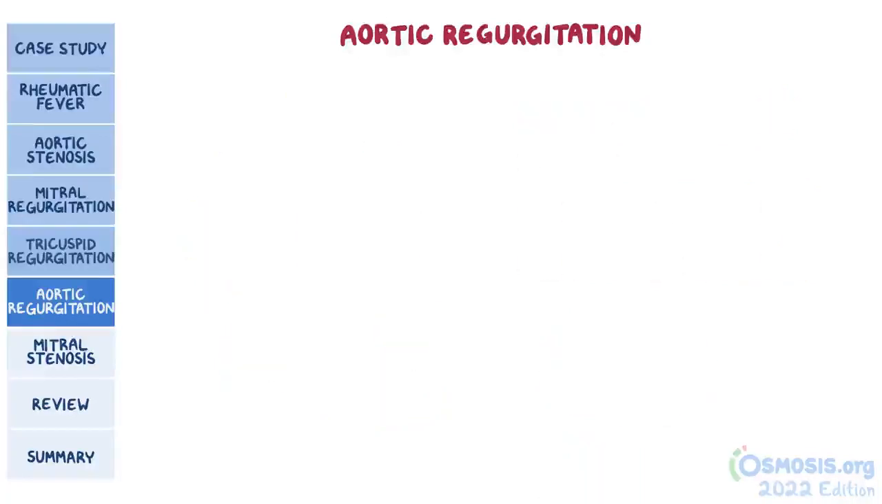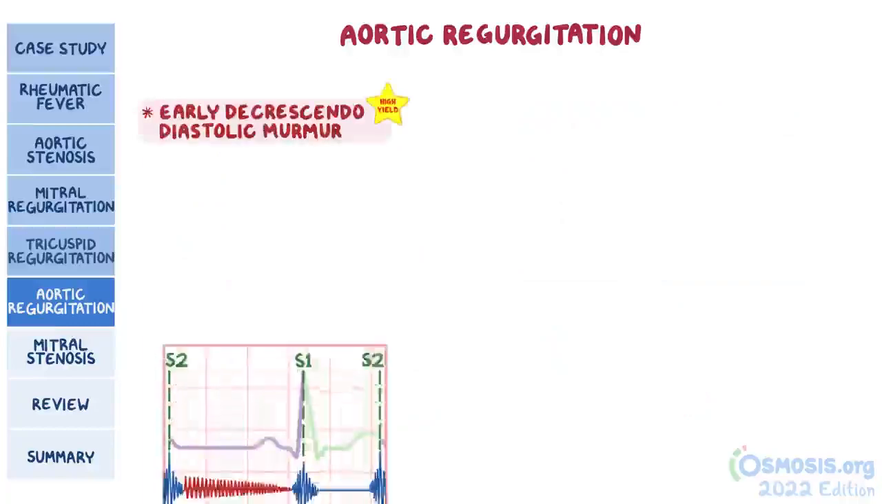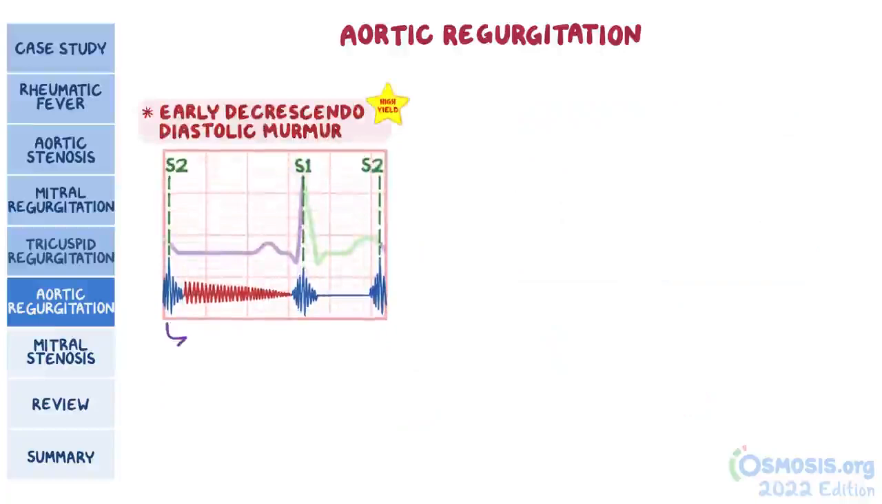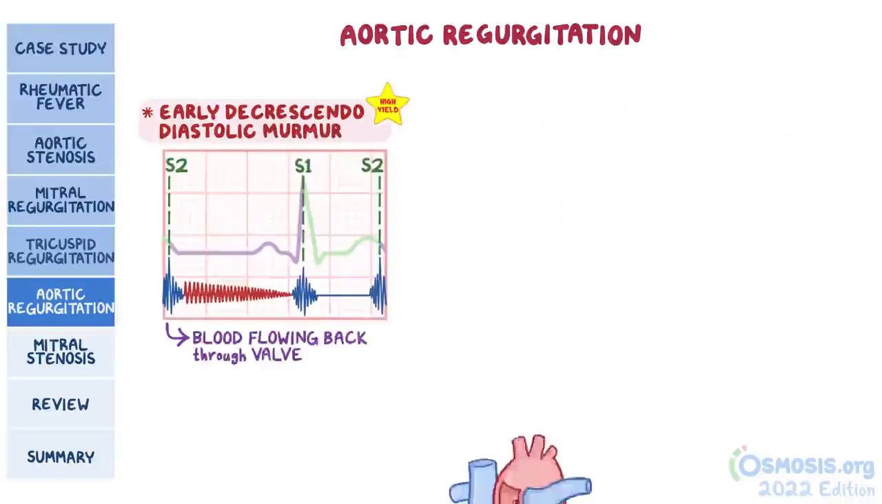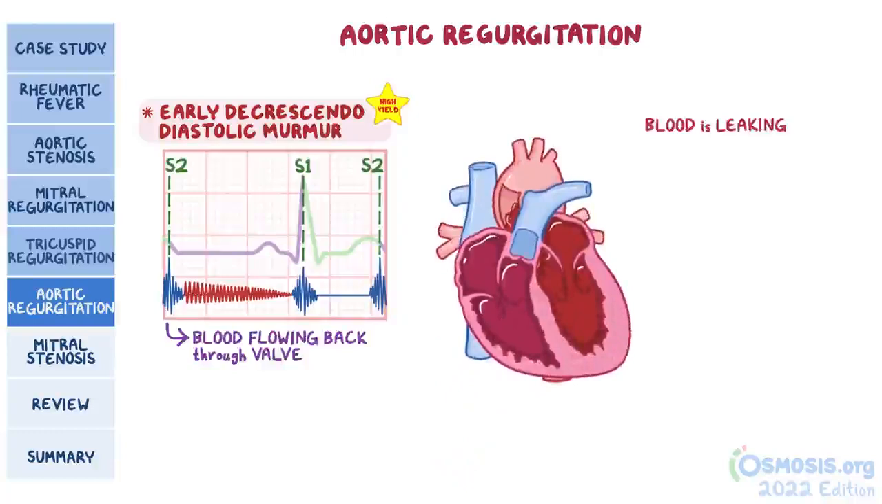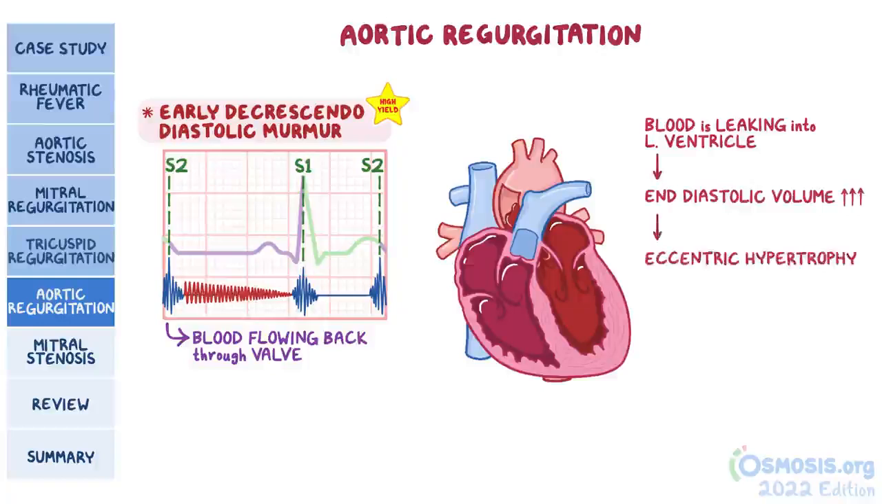The typical auscultation in aortic regurgitation is a high-pitched, early decrescendo diastolic murmur, which you can hear right after S2. It's caused by the blood flowing back through the valve. Now, since blood is leaking back from the aorta into the left ventricle, the left ventricular end diastolic volume increases. Because there is a volume overload, the left ventricle responds by undergoing eccentric hypertrophy, which increases the stroke volume or the amount of blood that the left ventricle pumps out during systole.